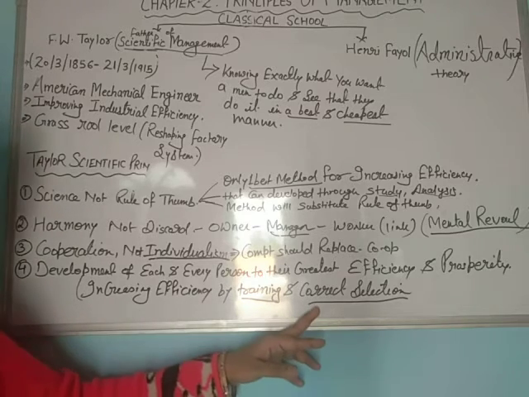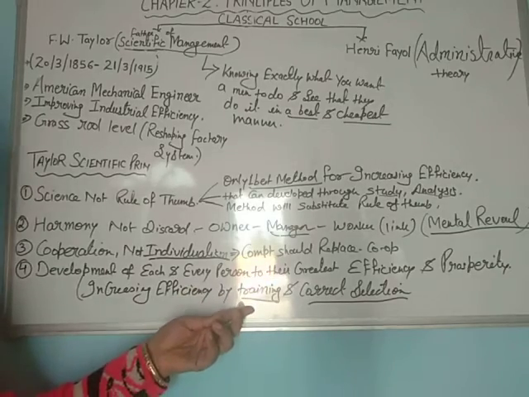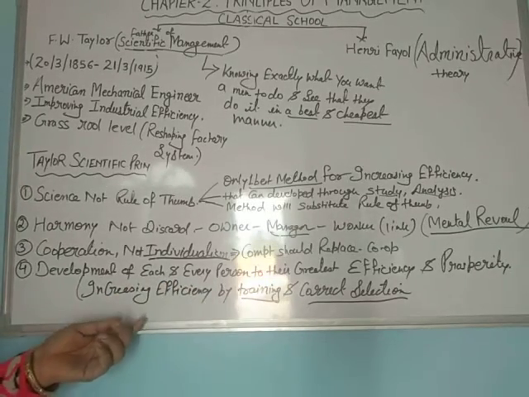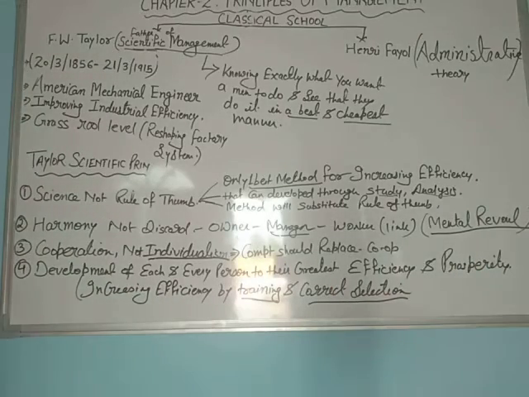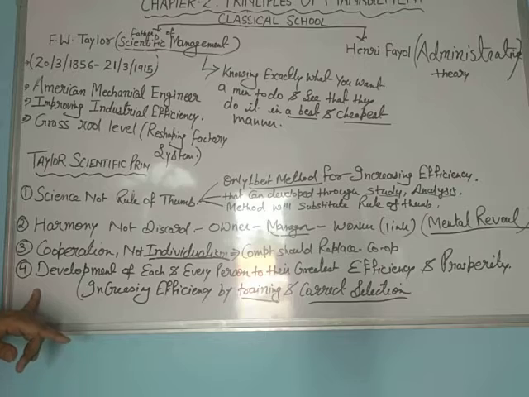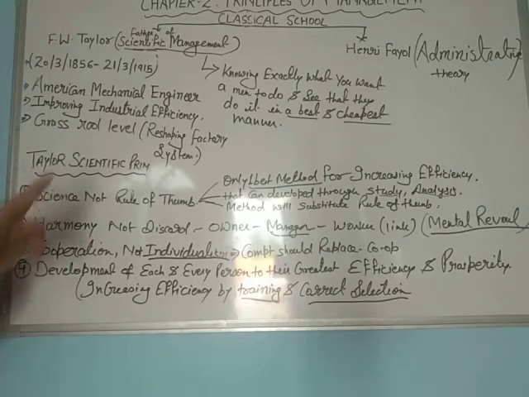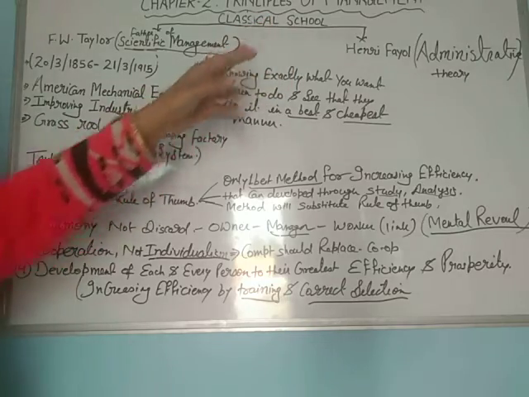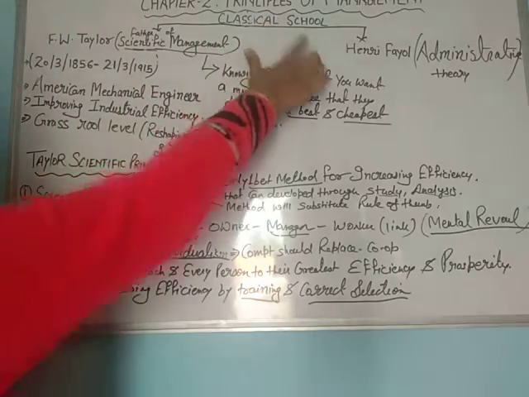So if a correct person has been selected for a correct post, after providing training to that person, we will be able to increase the efficiency and prosperity of the individual, which is the fourth principle of scientific management. Student, this was all about the principal classical school theories. You have to remember, I'm just revising it once again. This is all about classical school theories.